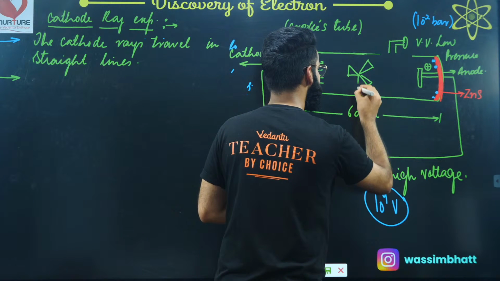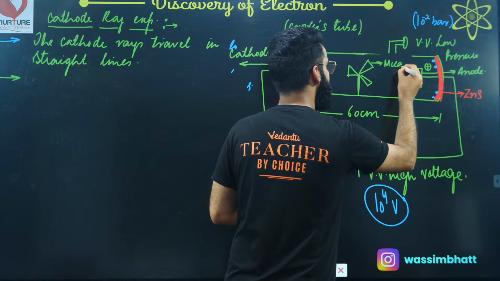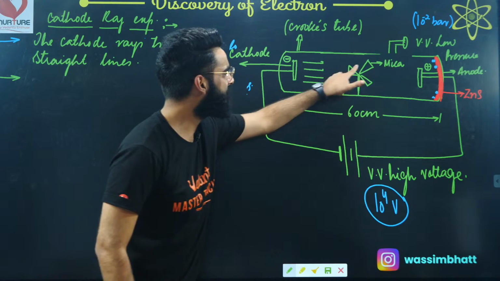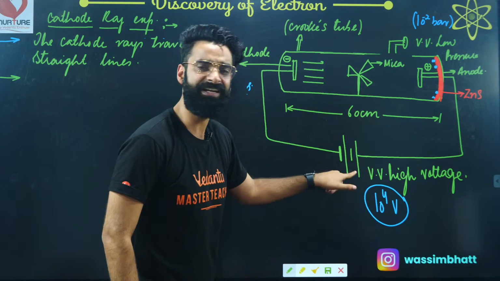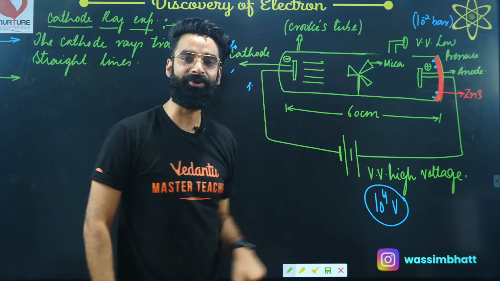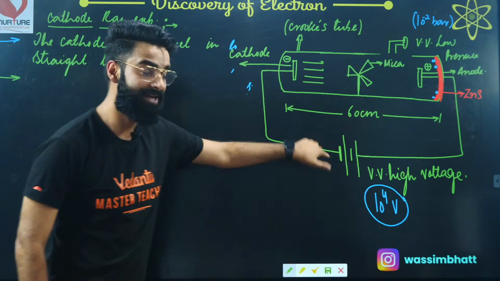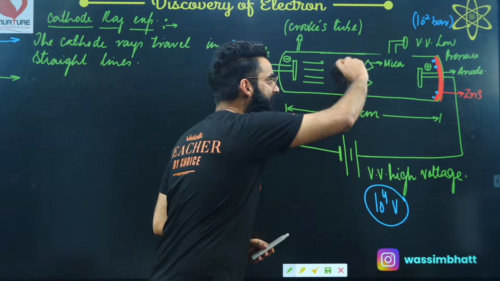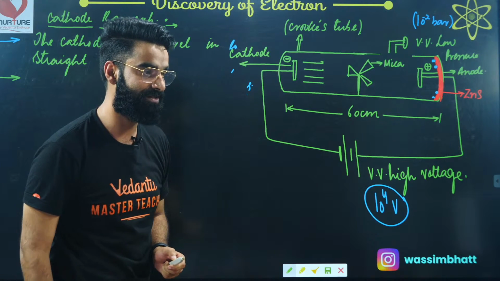Okay, he kept a light paddle wheel made of mica. When he again turned the battery on, he saw the paddle wheel was rotating. What can you conclude from here? He's turning the battery on and observing something strange: this paddle wheel is rotating. What can you guys conclude from that?